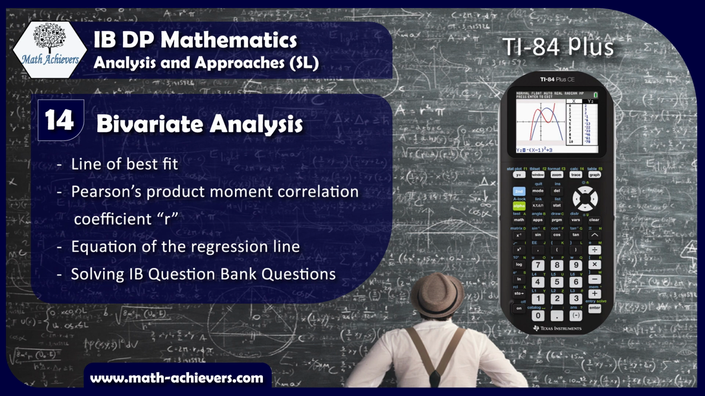Let's continue now with class 14, which is bivariate analysis. This is from topic 5 of the IB Mathematics standard level from the guide.